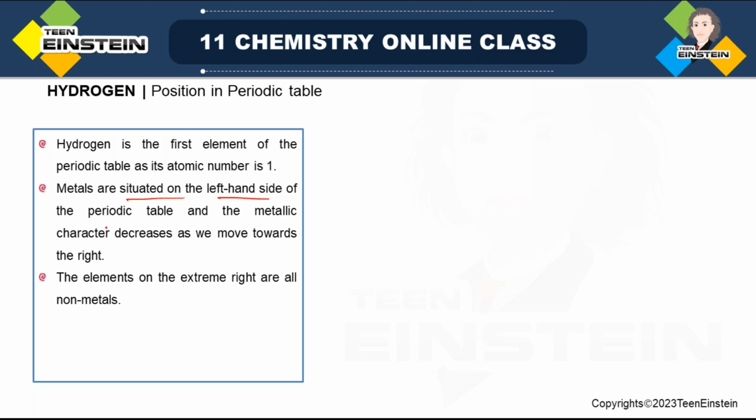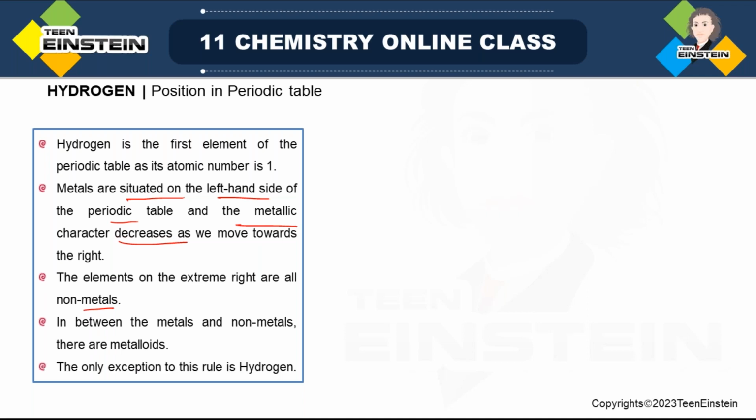So we can say that as we move from left hand side to right hand side, metallic character decreases. If you consider the middle part, the elements on the extreme right are non-metals, and in the middle there are some metalloids, which have properties of both metals as well as non-metals. But what about hydrogen? Metalloids, non-metals, everything is fine, but what about hydrogen? The only exception to this rule is hydrogen. That is how this problem arises.